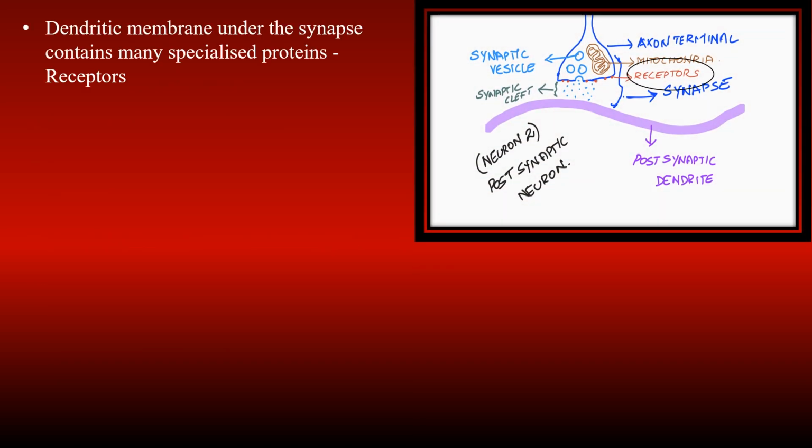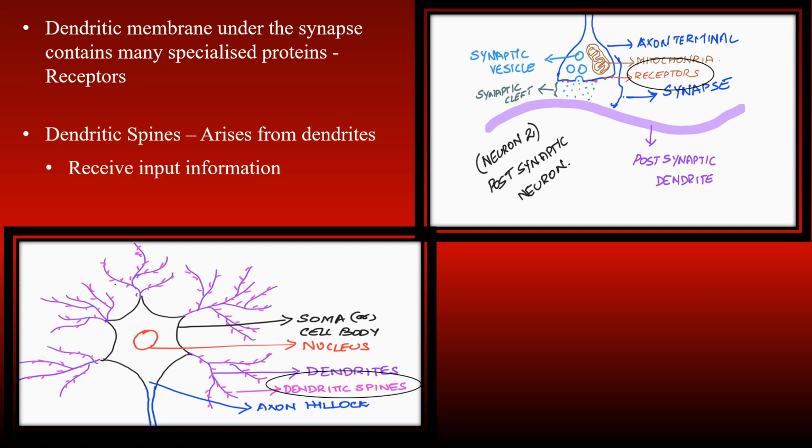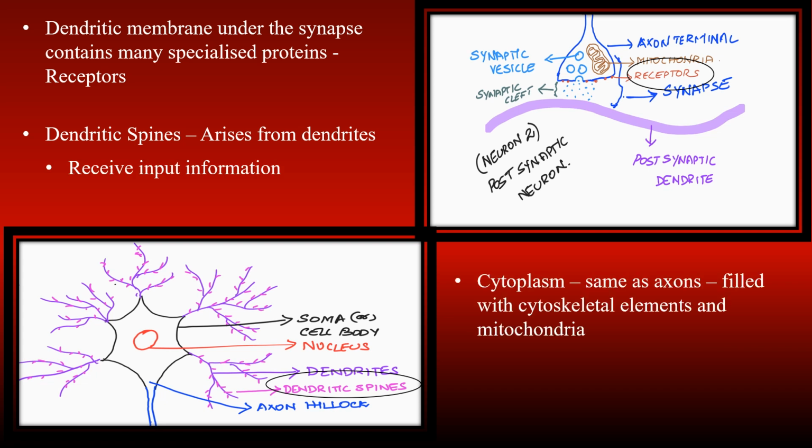The dendritic membrane under the synapse has many specialized proteins called receptors. These detect the neurotransmitters and help in neuron communication. There are small structures that cover the dendrites of a neuron called dendritic spines. These receive some type of synaptic input. The cytoplasm of the dendrites is the same as axons, that is, they are filled with cytoskeletal elements and mitochondria. However, one interesting difference is that polyribosomes can be observed mostly under the dendritic spines.